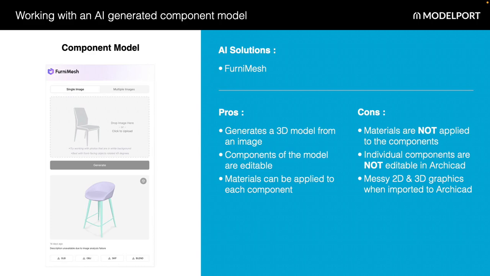The pros of the process: it does generate a 3D model from an image. The components of the model are editable, and the materials can be applied to each component. The cons: the materials are not applied to the components, so that means you do have to go back and do that after the fact. The individual components are not editable in Archicad. That's another disadvantage. And again, it has the same problem that it creates messy 2D and 3D graphics.